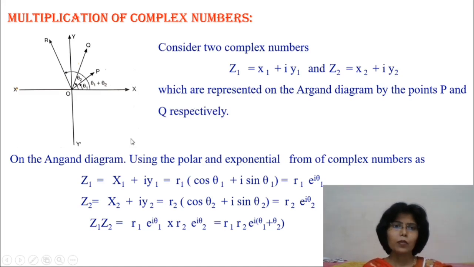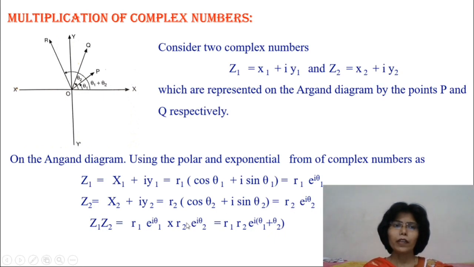On the Argand diagram, using the polar and the exponential form of the complex numbers, Z1 is equal to X1 plus iY1. In the polar form, we can write this as R1 into bracket cos theta 1 plus i sine theta 1, and in the exponential form, R1 e raised to i theta 1. Similarly, the second complex number Z2 is X2 plus iY2. In the polar form, it is R2 into cos theta 2 plus i sine theta 2, and in the exponential form, R2 e raised to i theta 2.